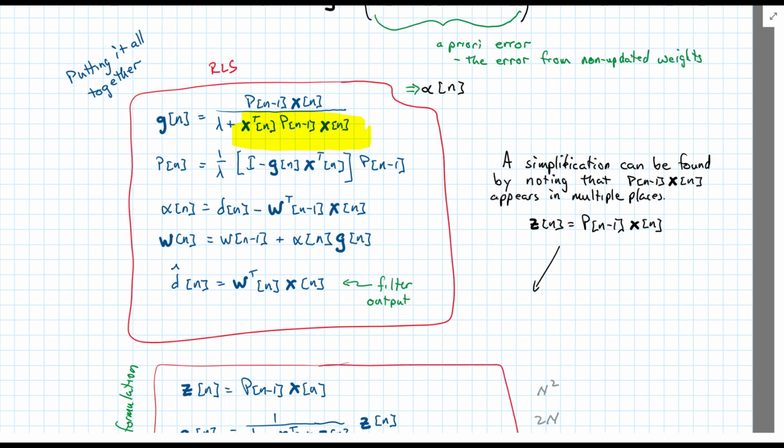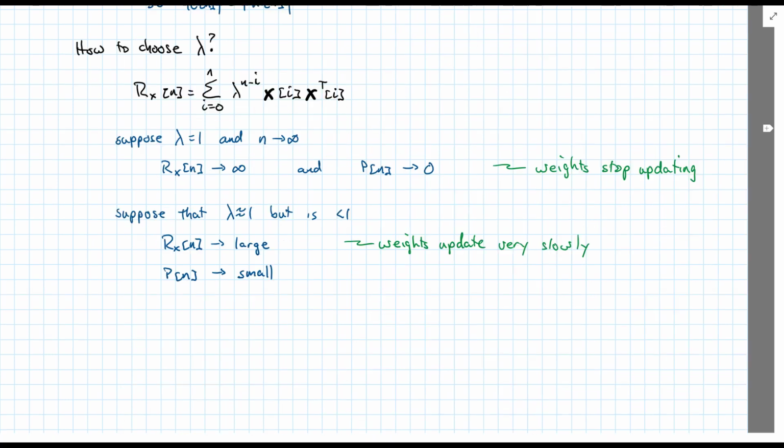If that's negative, then G grows inappropriately large and could even become negative or close to infinity or something crazy like that. And in those cases, the filter actually diverges. And it's not because there's anything wrong with the theory, it's because there's something wrong with the numerics. And we're going to deal with that later.